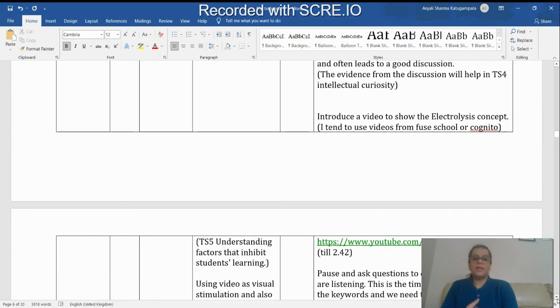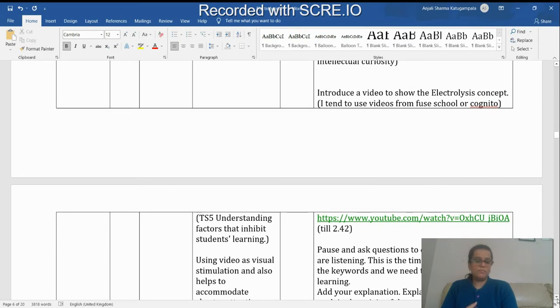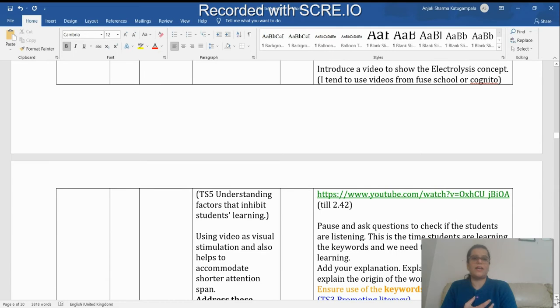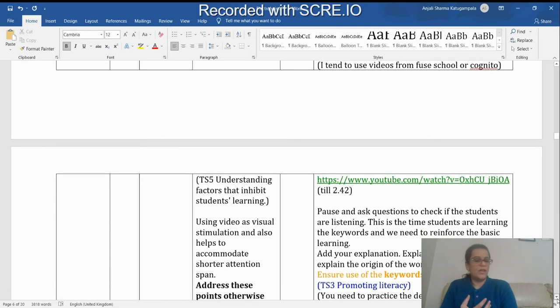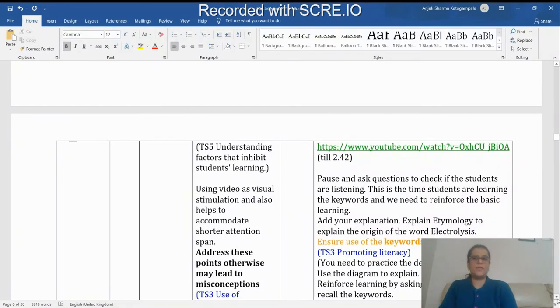When I introduced the electrolysis process, I used a video to introduce this concept, because I know that students find it very hard to understand molecules or atoms because they can't see them. It's a very abstract concept. When I constantly tell them that particles are so small, I tell them a tip of a pencil can hold 5 billion hydrogen atoms. So atoms are so small.